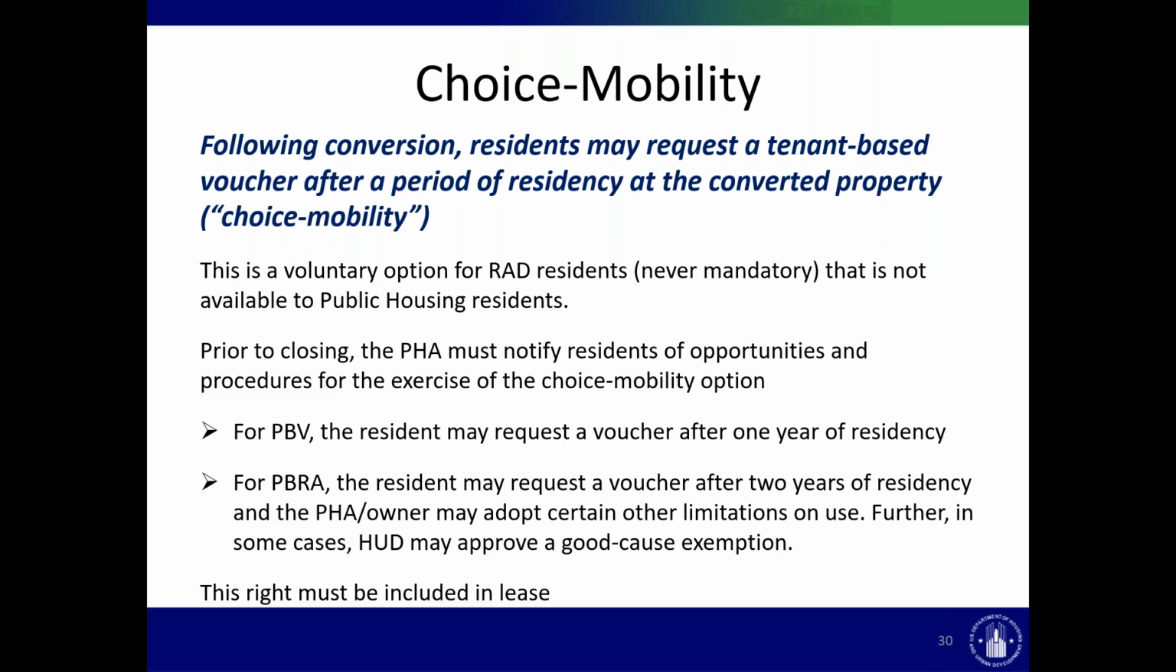For project-based rental assistance properties, residents may request a housing choice voucher after 2 years of residency. A note that a small number of PBRA properties do not have access to a voucher program, and in that case would have a good cause exemption from the choice mobility component of RAD. Additionally, for PBRA conversions, the owner and PHA must maintain a separate agreement describing implementation of the choice mobility program, which can include the adoption of additional limitations. The choice mobility option, if applicable, must be included in the lease.